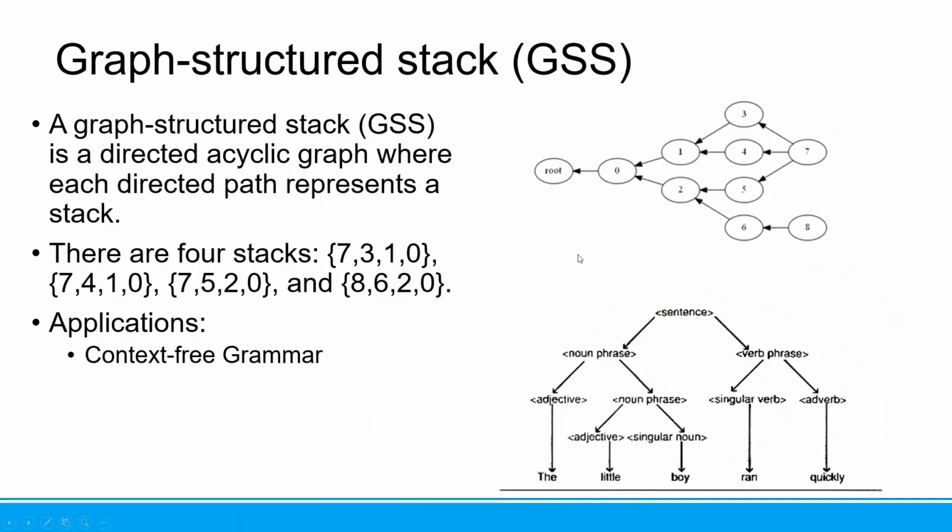There is another kind of graph, we call it graph structure stack, GSS. This graph is a directed acyclic graph. Directed graph, I think you know. A directed graph has a direction between the nodes. Acyclic.